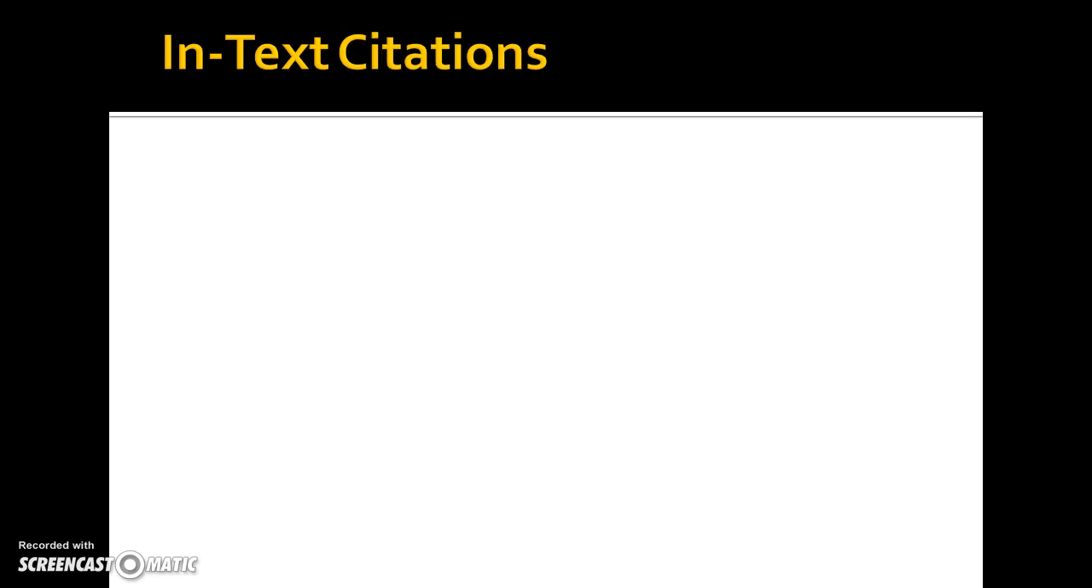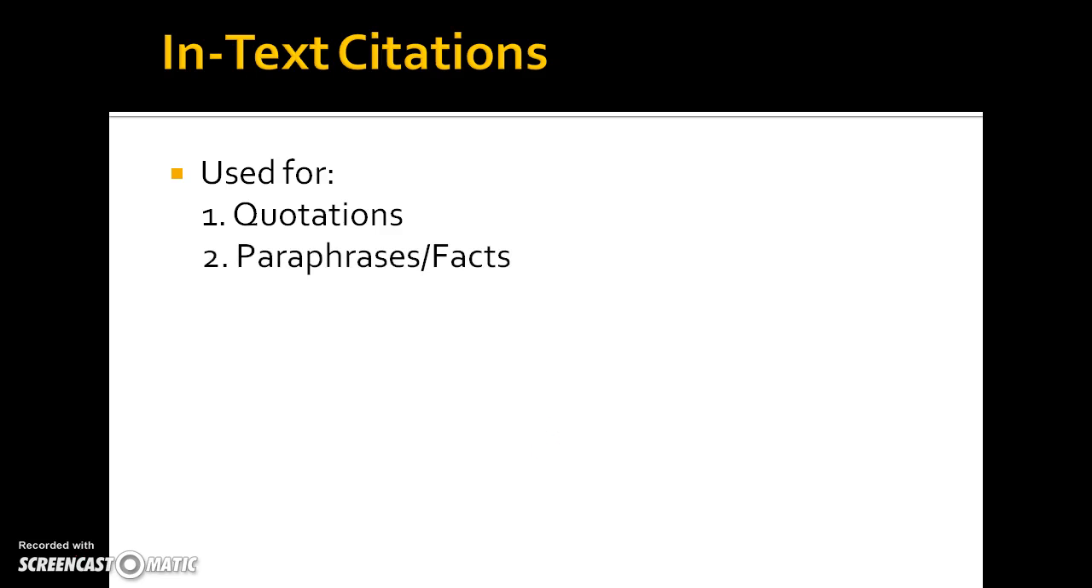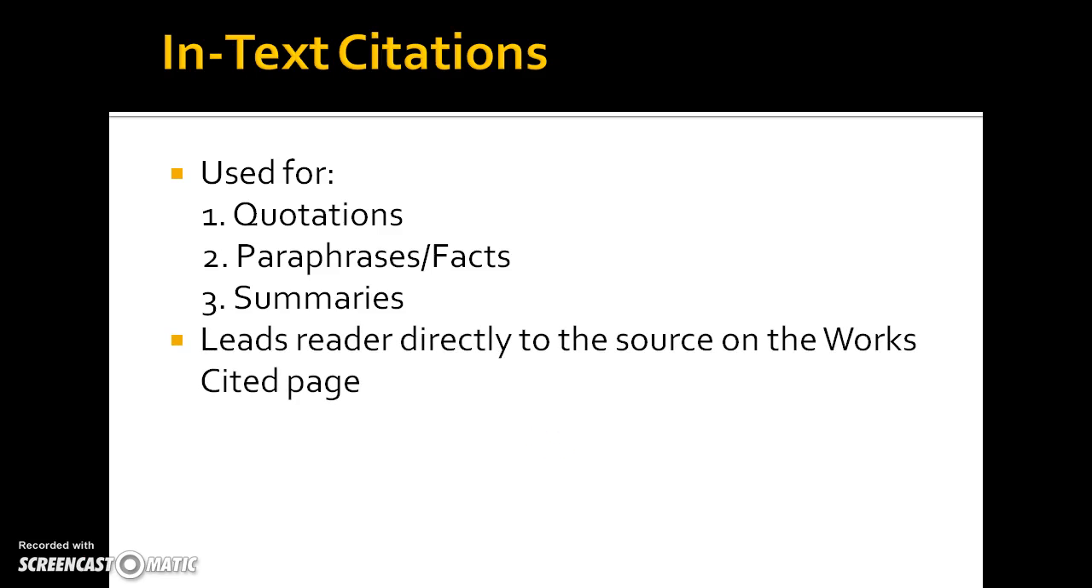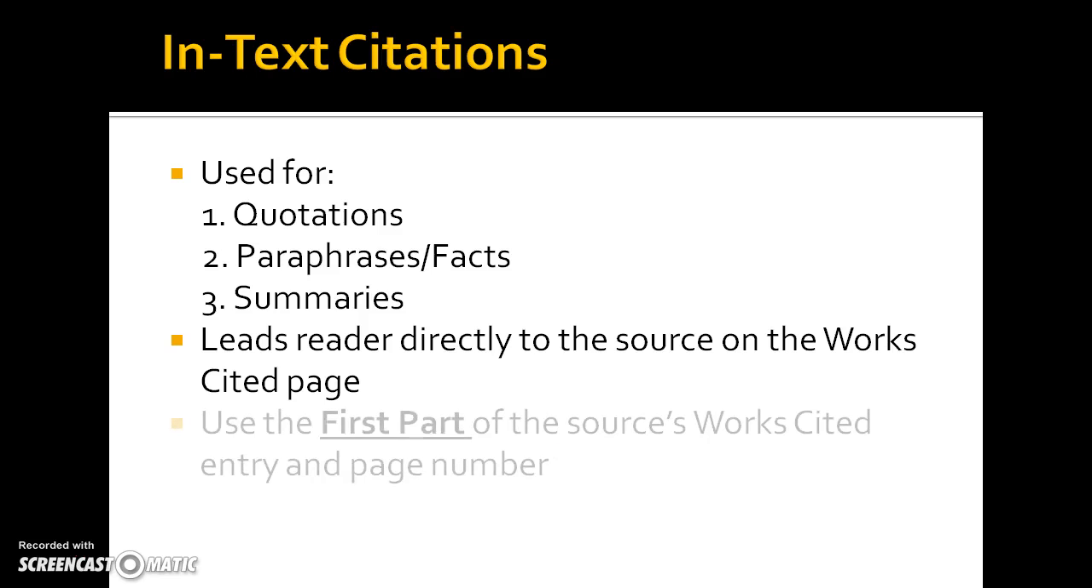The next stage of documentation are in-text citations. In-text citations are used for 3 major purposes: quotations, paraphrases or individual facts, and summaries. We're definitely going to focus on quotes and paraphrases in this unit. The first thing you want to know about in-text citations is the purpose of them is to lead the reader directly to the source on the works cited page. So it is a quick reference to the source on the works cited page.